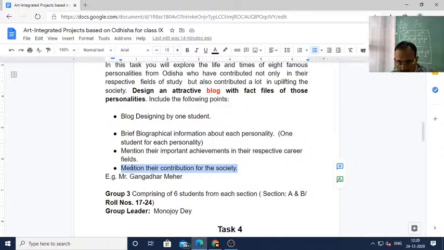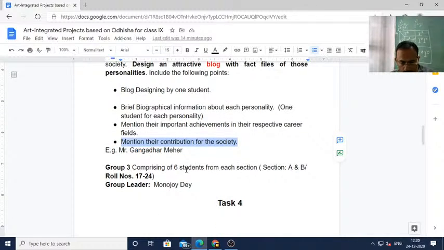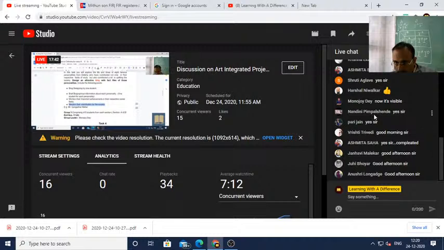Each one of you has to take one big, famous personality from Odisha, who is not only good in their subject but also has done something for the society. So hopefully you have understood.